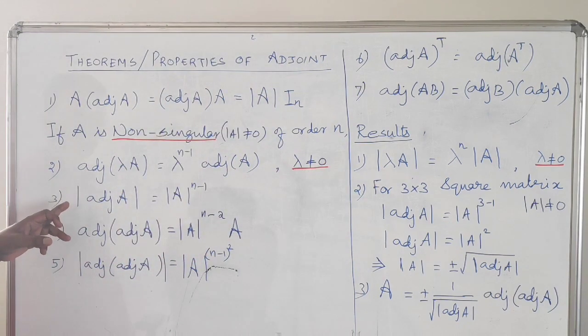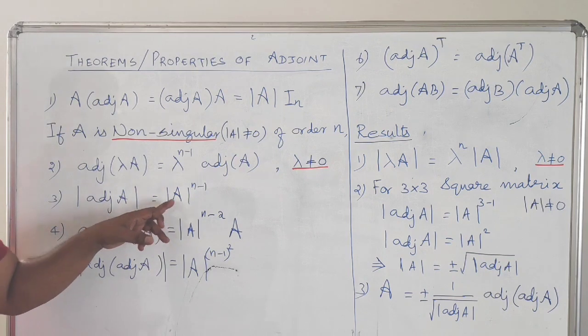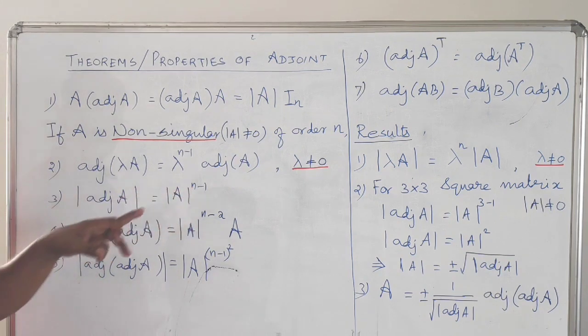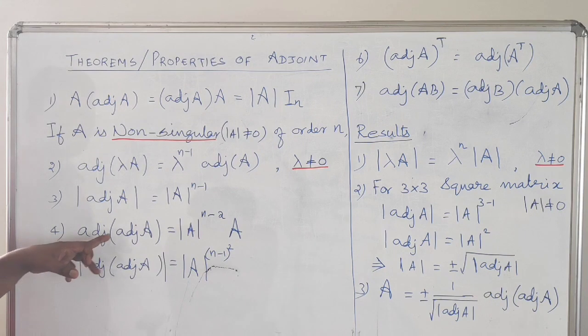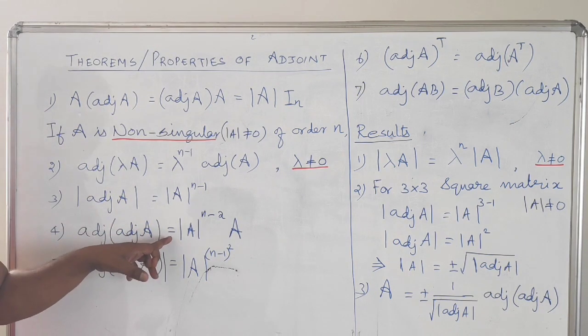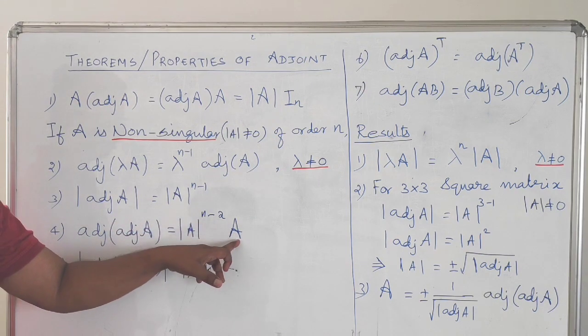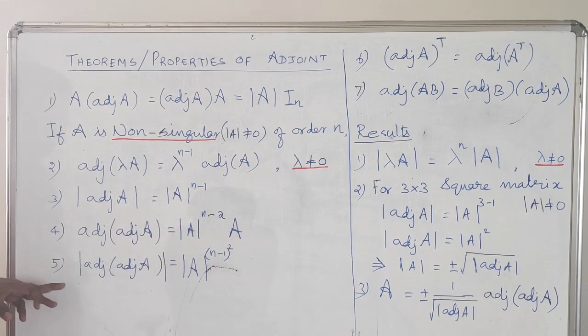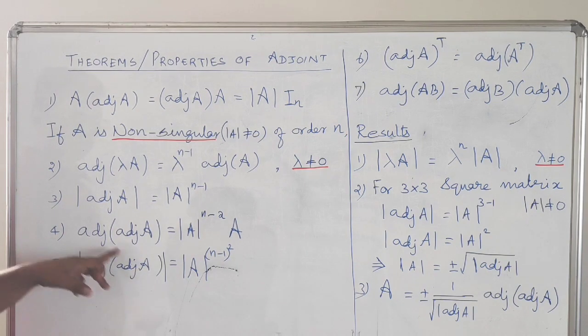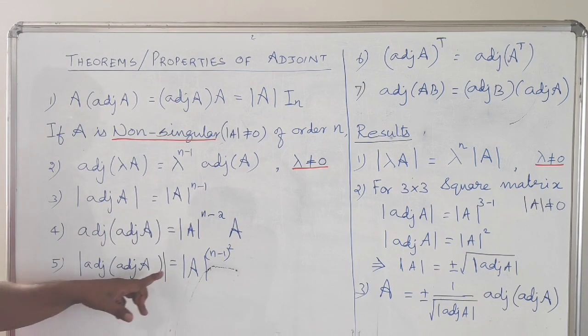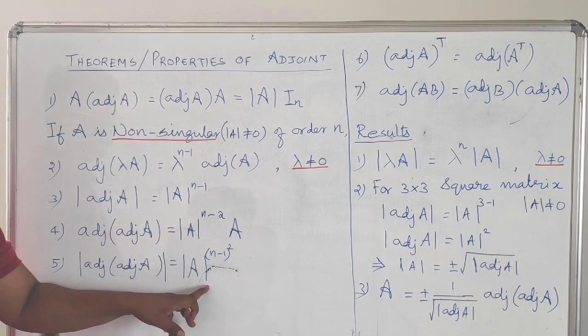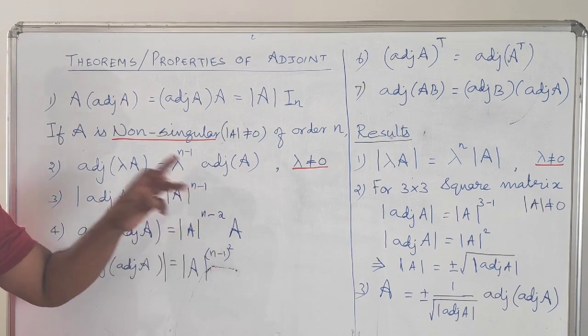Next one, determinant of adjoint A is equal to determinant A power n minus 1. The fourth property is adjoint of adjoint. Note it here, we are finding the adjoint for the adjoint matrix. Now which is equal to determinant A power n minus 2 into capital A. The property number 5 is determinant of adjoint A. For this one we are taking the determinant. The result will be determinant A power n minus 1 the whole square.